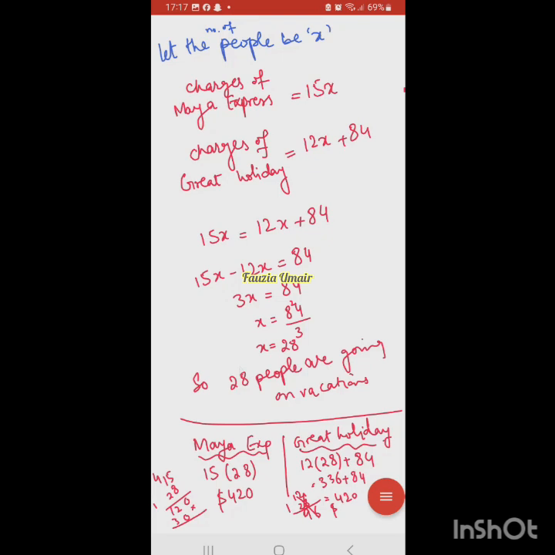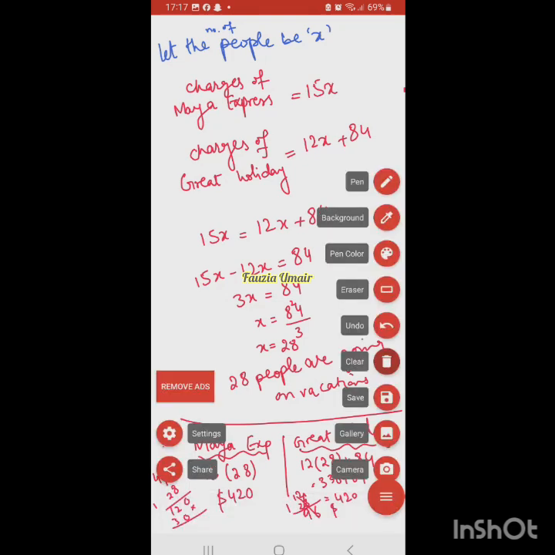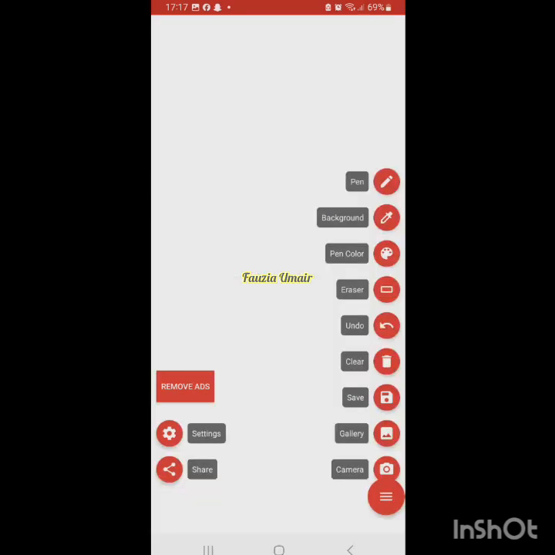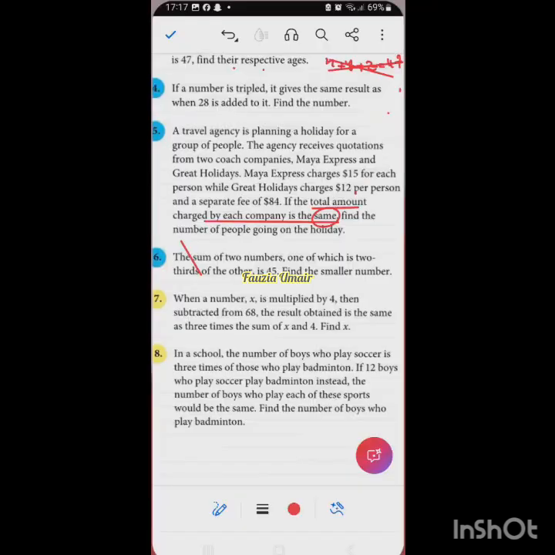अगर 28 से ज्यादा जाएंगे तो भी दोनों कंपनीज की कोटेशन डिफरेंट हो जाएंगी, और अगर 28 से कम जाएंगे तो भी दोनों कंपनीज के चार्जेस डिफरेंट हो जाएंगे। 28 number of people, इतने अगर लोग जा रहे हैं तो it does not matter if you are going through Maya Express या फिर Great Holiday। ठीक है बेटे? So any confusion? Is it clear Abrish? Yes, ma'am.